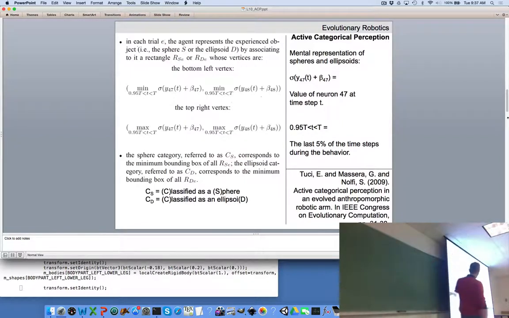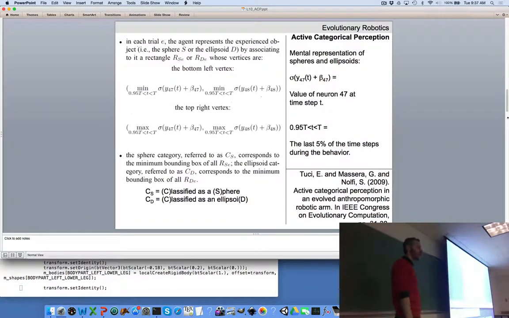So the computer then creates a minimum bounding box that spans all of the R sub S, which are all of the rectangles produced by the sphere. Let's imagine that object 2 and object 3 were both spheres. So the minimum bounding box is the one that just contains all of the rectangles produced by O2 and O3. Let's imagine that O1 was one of the ellipsoids, and let's create O4, which was also one presentation of the ellipsoids. We put a bounding box around these two, and we get this bounding box. So far, so good. So C sub S now is going to be the bounding box, which is the category associated with spheres. And C sub D here is going to be the bounding box that spans all of the experiences with the ellipsoid.